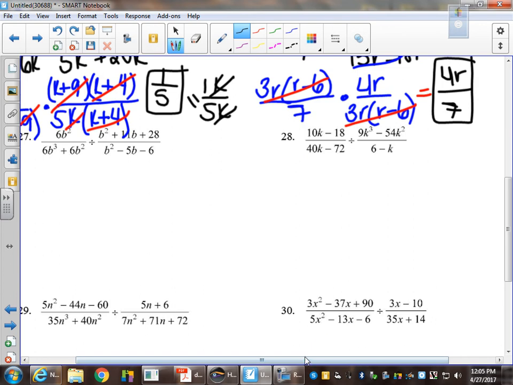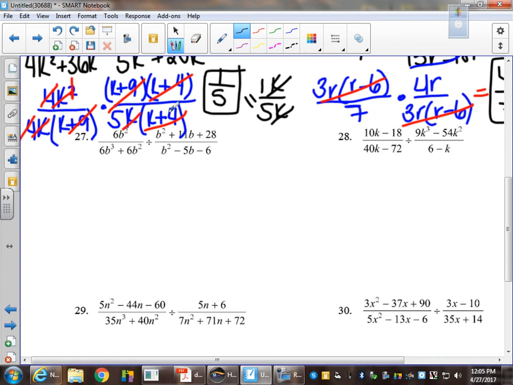Okay, 4 more. Let's look at number 27. We keep the first fraction. Change the sign. Flip the second fraction.